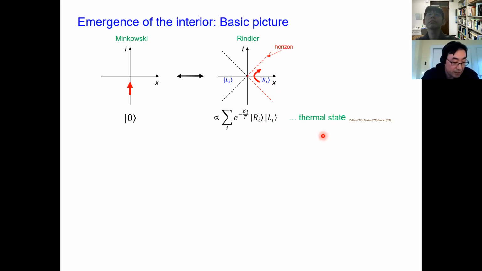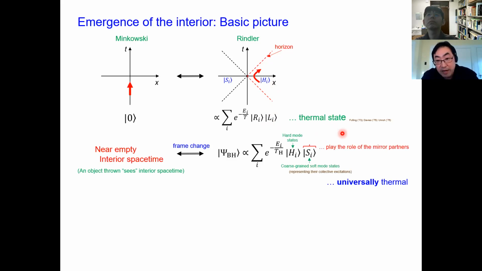So essentially, what's happening in the black hole in this picture is the other way around. You have hard modes and soft modes universally entangled in a way that looks thermal. Therefore, if you change frame, it must look like a vacuum. So you can just fall through the horizon, nothing is there, it just goes through. And that happens universally for all low energy species. That's how the near empty space-time shows up.